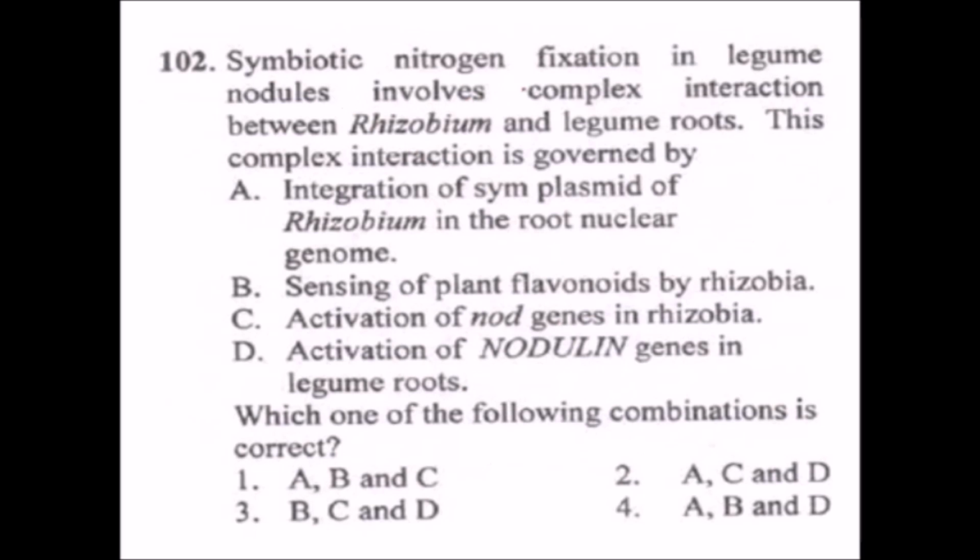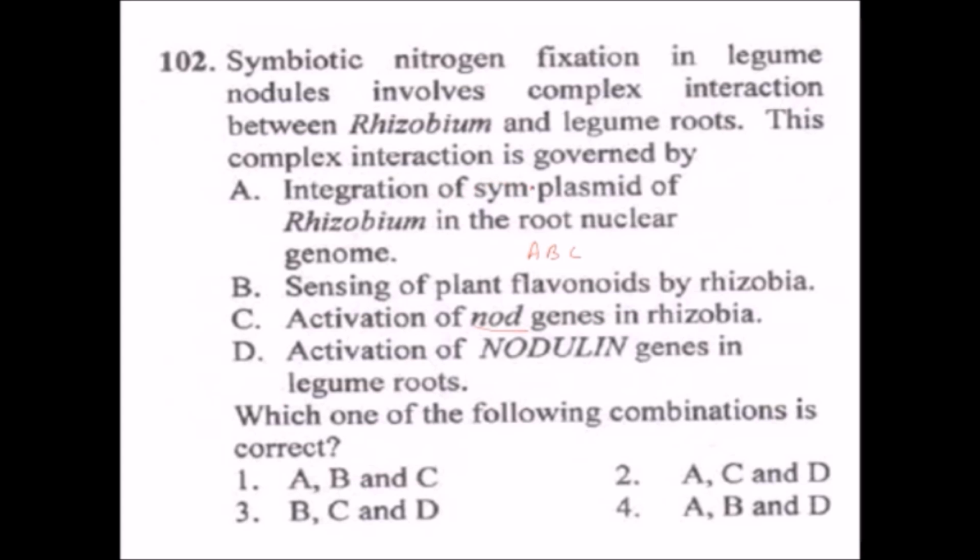Next question is: symbiotic nitrogen fixation in legume nodules involves complex interaction between rhizobium and legume roots. This complex interaction is governed by the nodule formation in rhizobium, which is controlled by nod genes. There are basically three types of nod genes, A, B and C in rhizobium, and the host cells also have some nod genes. It can be E, F and H. So the first statement, statement C, activation of nod gene in rhizobium, is true.